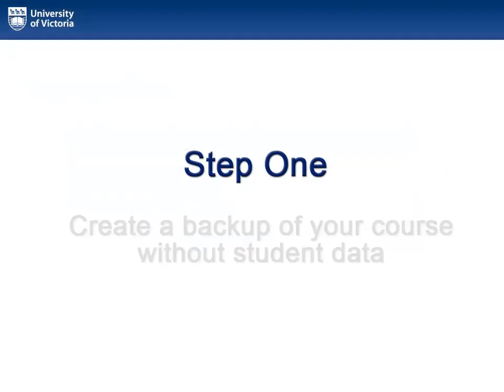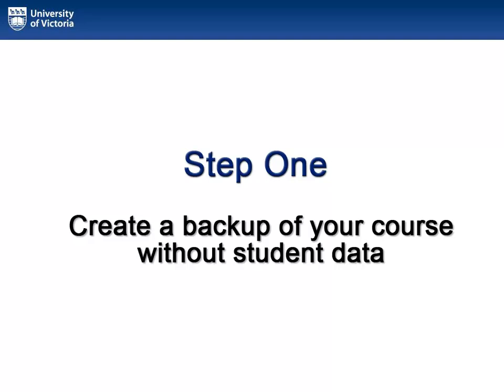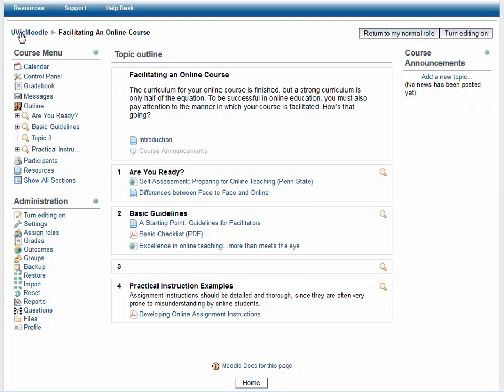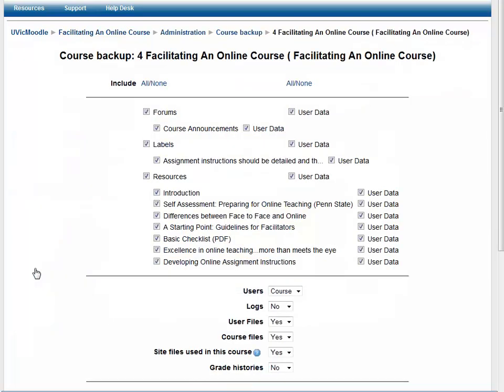Step 1. Create a backup of your course content without student data. Enter the course you wish to copy. Now navigate to the backup link in the course administration block. You will be taken to the course backup options screen. Here you should select to remove student data by selecting the None link.